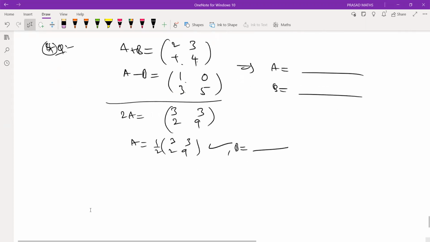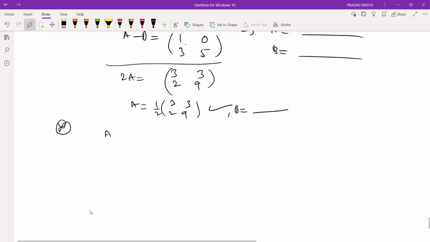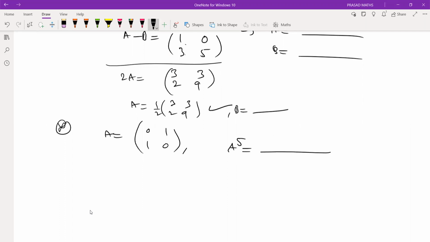Next, suppose you are given 0, 1, 1, 0 and asked to find A to the power 5. Integral multiples are very, very important. Go through these questions: A to the power 100, A to the power 200, A to the power 2022. This type of question is very, very important.